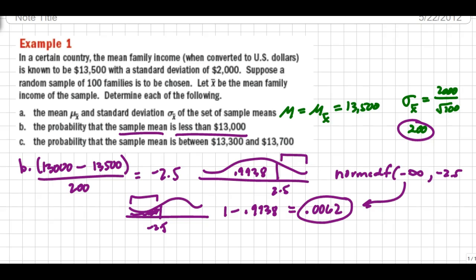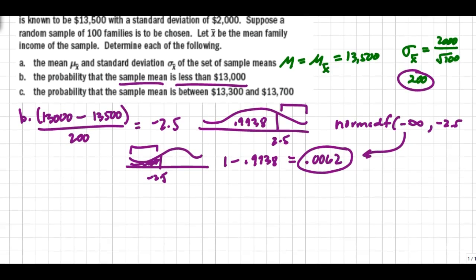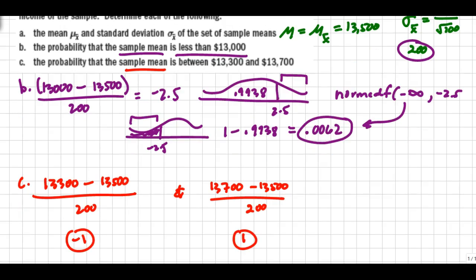Moving on to part C. Part C is exactly the same as part B, you just have more work to do. So again, we're still using the sample standard deviation, and now we're trying to find between 13,300 and 13,700. So let's calculate both of those as z-scores. And so very quickly here you'll find that you get -1 and +1 for those two calculations. Probably wouldn't even need a calculator for those.